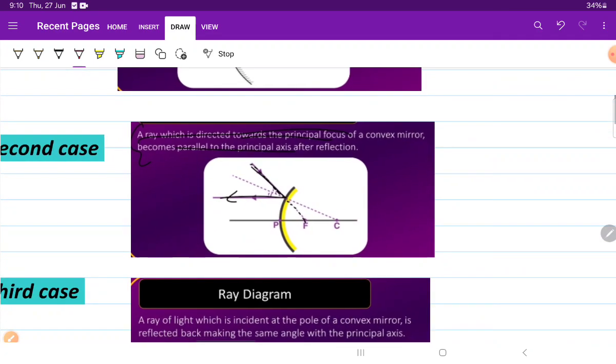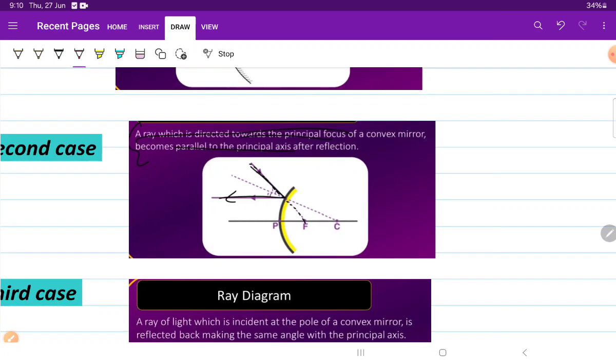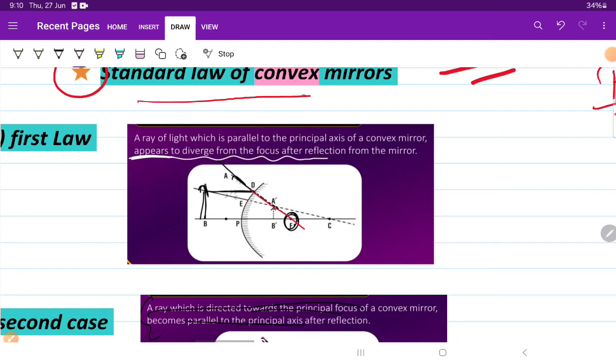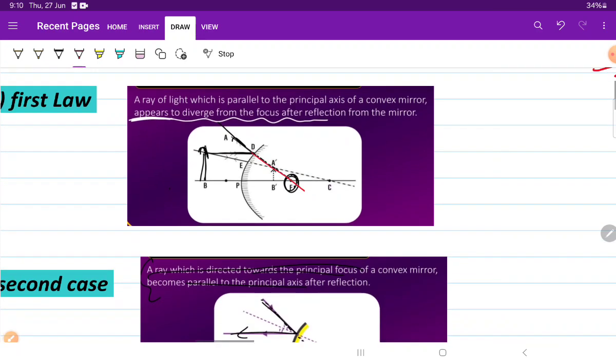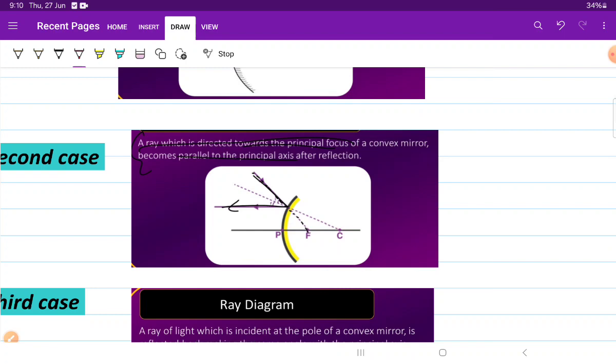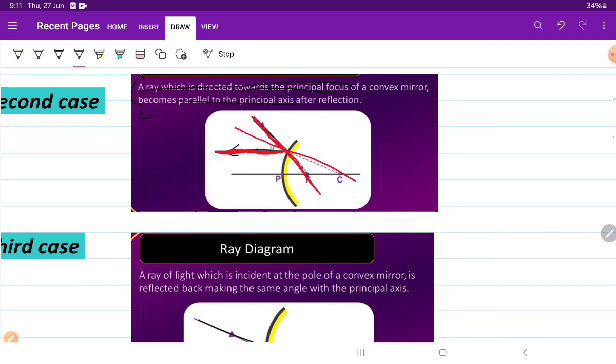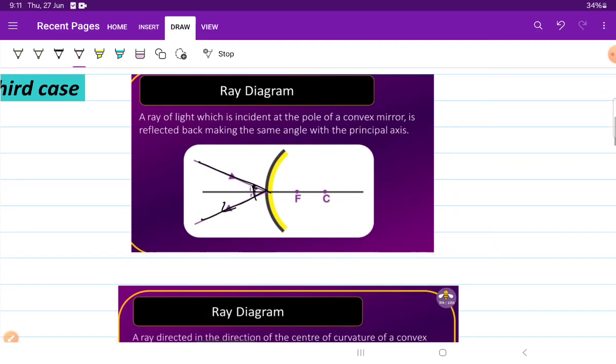Now the second case. First case we have seen. In the second case, the vice versa is there. In the first law we saw that the incident ray is coming parallel to the principal axis and reflected back in the same medium. But here the incident ray is coming from the other side, and after reflecting it will be parallel to the principal axis, and the normal will cut the C and the incident ray will cut the F. In the previous case the reflected ray was cutting the F, while here the incident ray will cut the F.